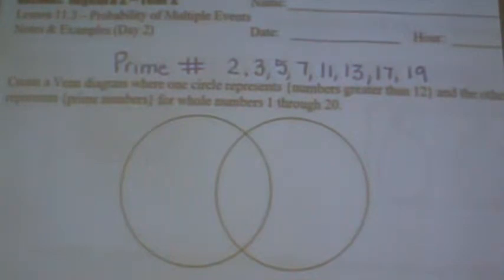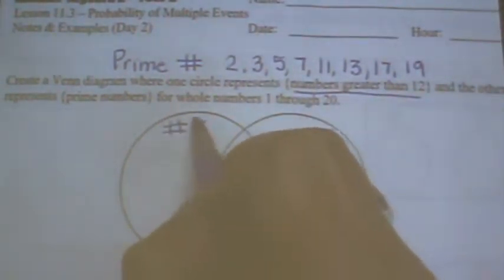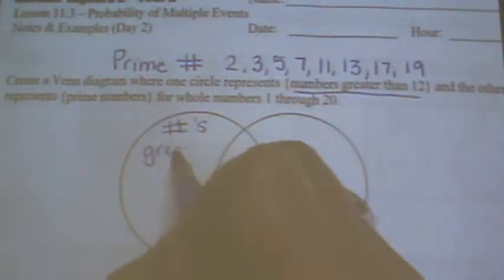Okay, I'm listing only the prime numbers up to 20. From 1 to 20, those are the prime numbers. Now, we're going to draw a Venn diagram. In this first circle right here, I want you to list all of the numbers greater than 12. So what are all the numbers greater than 12?